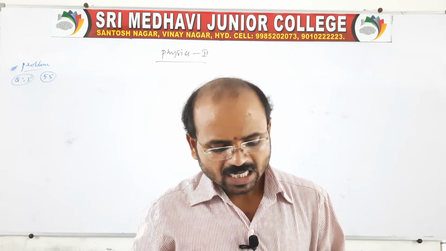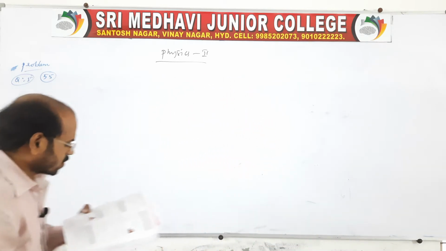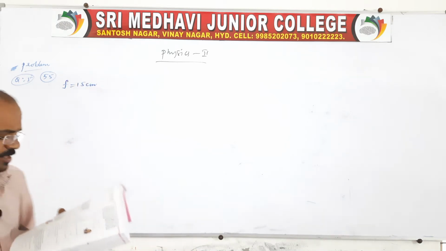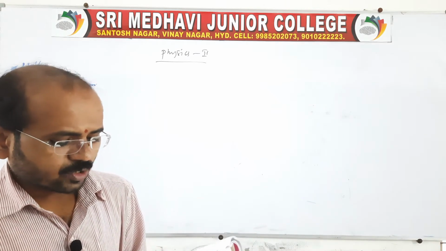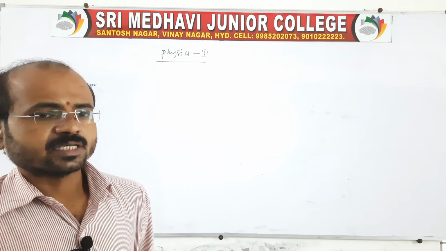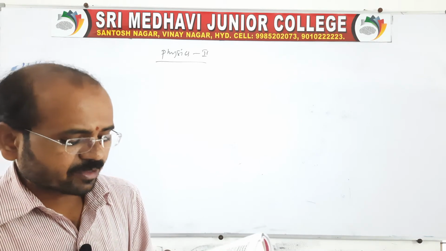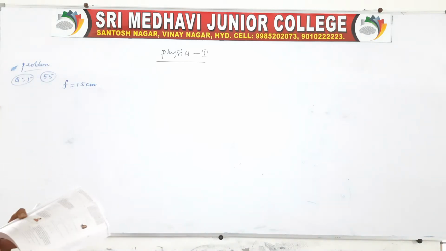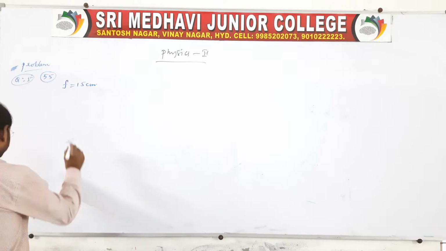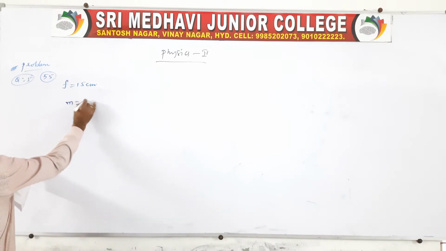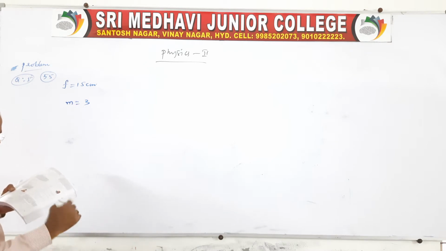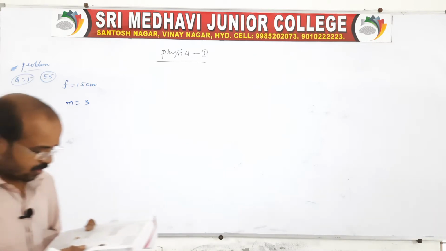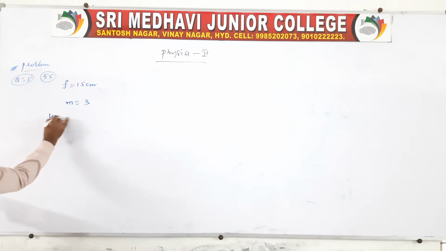A double convex lens of focal length 15 centimeter is used as a magnifying glass to produce an erect image which is 3 times magnified. So the m value is given as 3. What is the distance between the object and the lens? It is asking for the object distance.